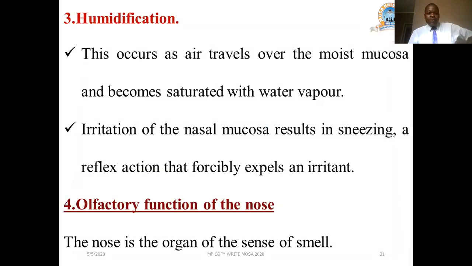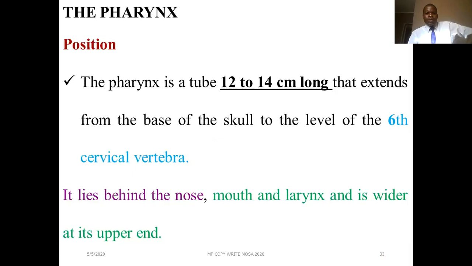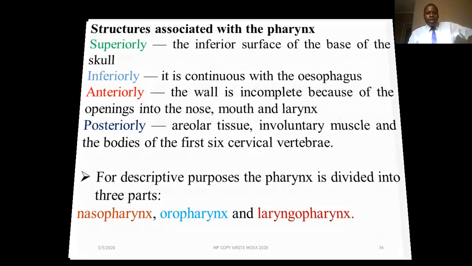humidification, and the olfactory function of the nose, that is smelling with the help of the nose. So the nerve that plays a very important role as far as the olfactory sense is concerned is the olfactory nerve, the olfactory nerves, which move to the brain where the sensation of smell is perceived.